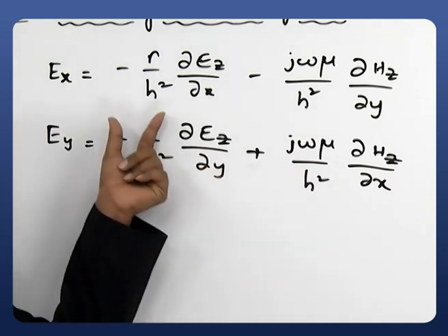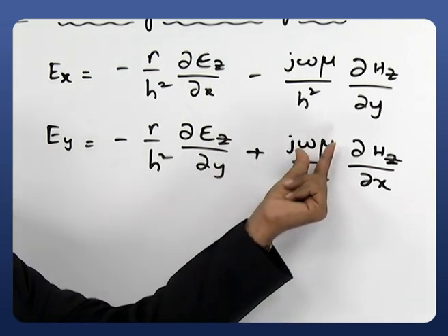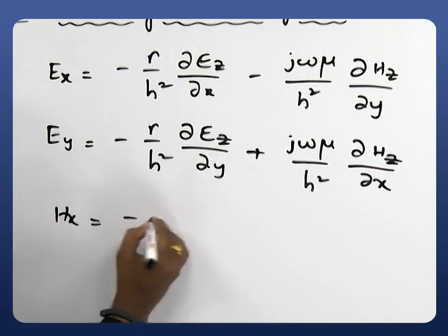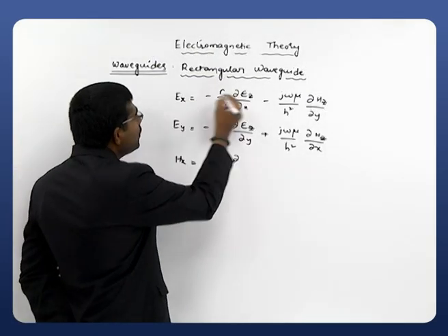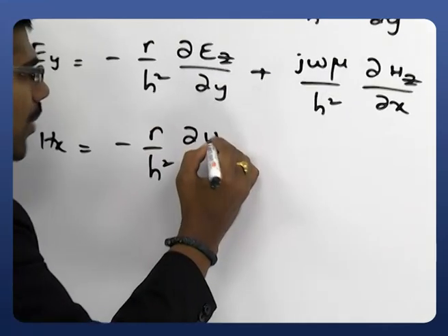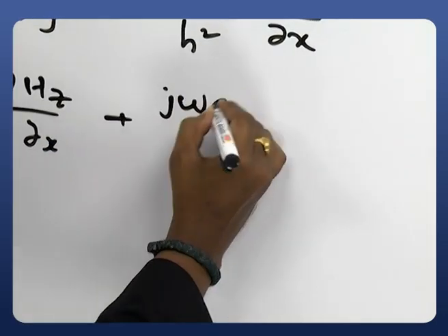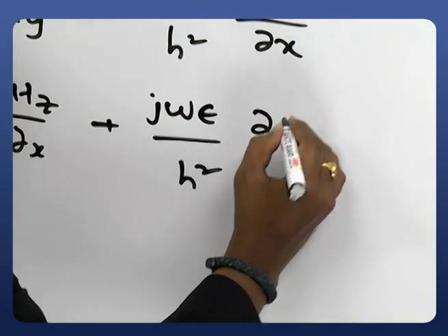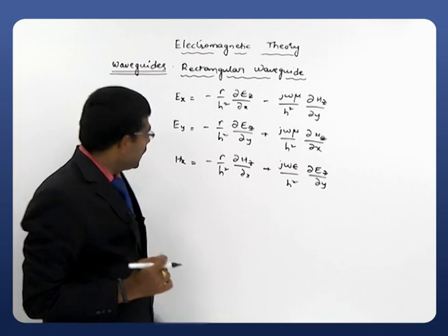And as I said, this minus gamma by h square is common for all, and instead of mu you will get epsilon for h, right? So now I will write down the Hx equation also. Hx is equal to minus gamma by h square. Here for h, remember that for E initially we are getting E, and for h initially we will get h. It is dou Hz by dou x plus j omega, instead of mu write epsilon by h square, it is dou Hz by dou x. So what you will get is dou Ez by dou y. That is the equation that we get for Hx.